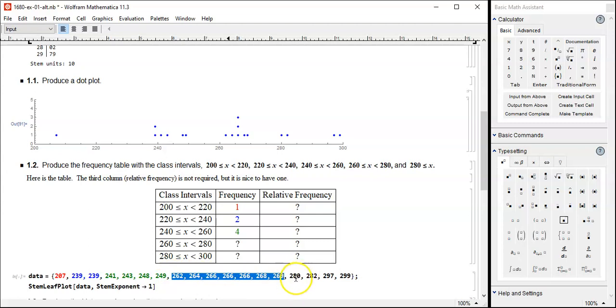By the way, 280 does not belong here. Does not belong there. It's strictly less. 280 is the next class, okay? This is the way we do frequency intervals in math classes. In other classes, in other circumstances, we may do things differently, but in math class, always less than or equal, and then strictly less like that.